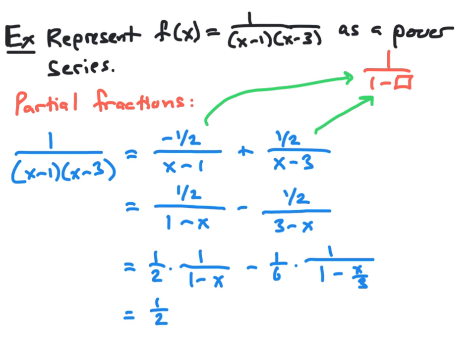So we have 1/2 times the series from n equals 0 to infinity of x to the n. That is the straightforward geometric series, minus 1/6 times the series from n equals 0 to infinity of x over 3 to the n. Now that we have each of our functions written as series, we can combine our series by bringing the constants inside and subtracting our series using the algebraic rules that we've discussed.